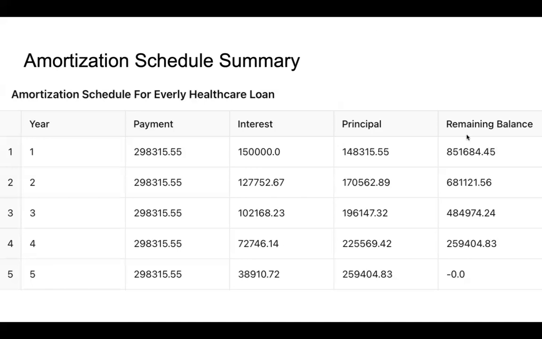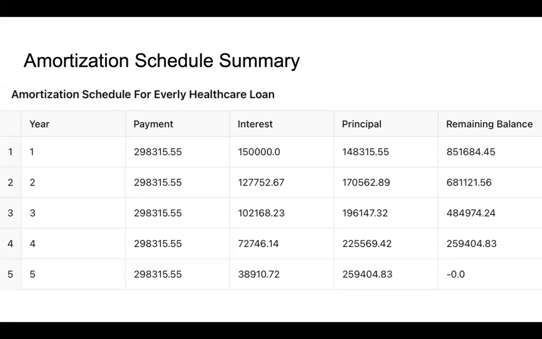By year two, the interest decreases slightly because the balance has dropped to around $851,684. So the interest is now about $127,752.67, and a greater portion, $170,562.89, goes towards the principal. This trend continues. As the loan balance shrinks, the interest portion of each payment decreases, and the principal portion increases. This is why we say that amortized loans are interest heavy in the beginning and principal heavy toward the end.